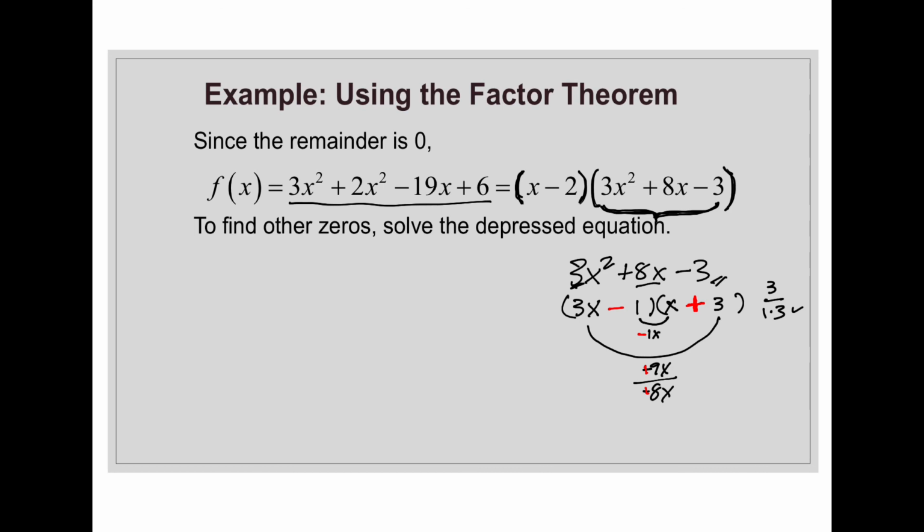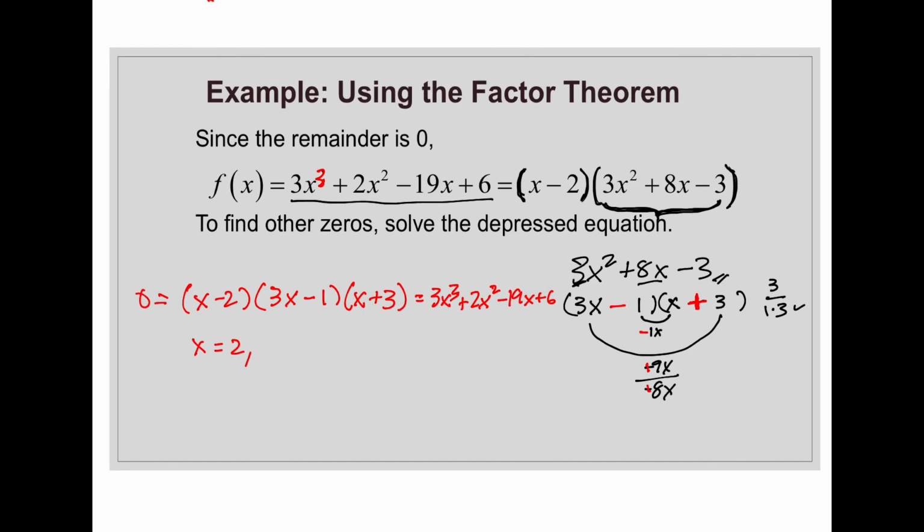So if I was finding all the zeros here, we have x minus 2, 3x minus 1, and x plus 3. This is the factored version of that 3x cubed plus 2x squared minus 19x plus 6. So if this was set equal to 0, I know my zeros would be 2.